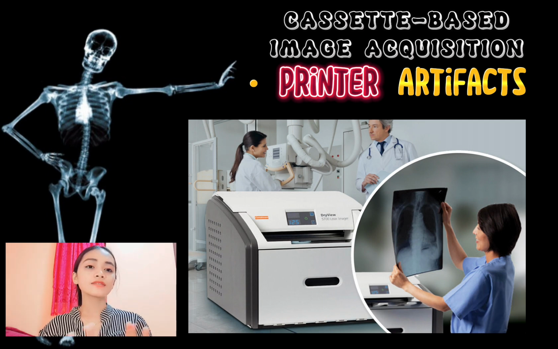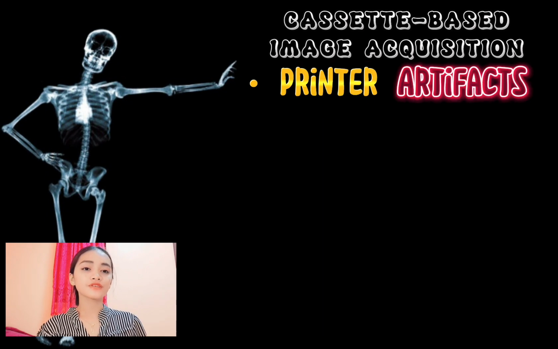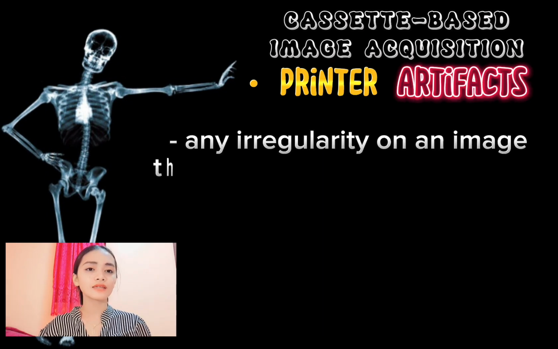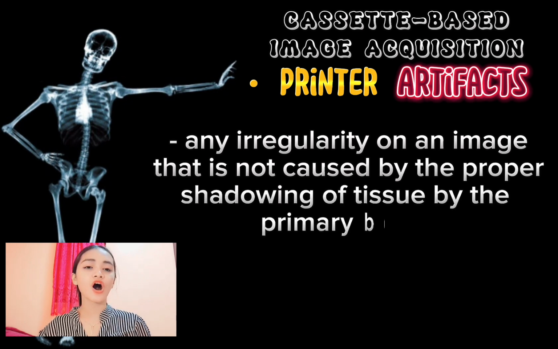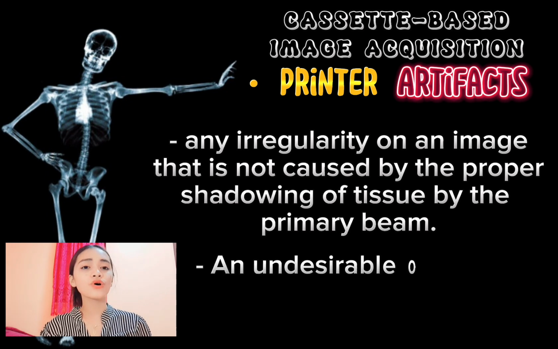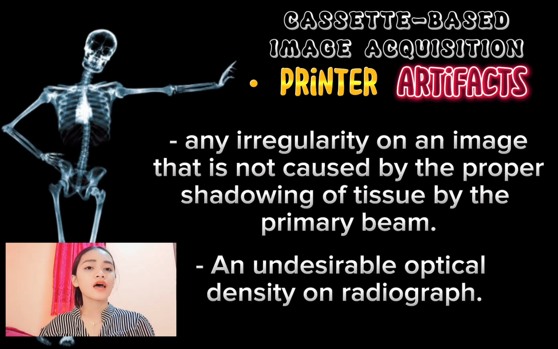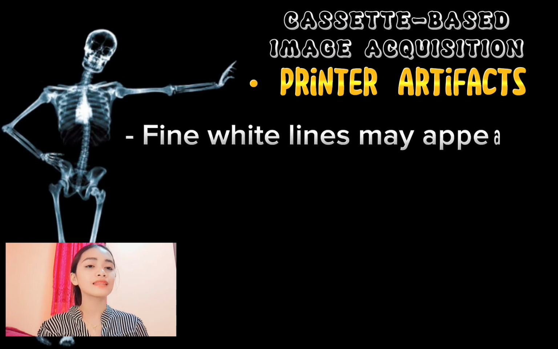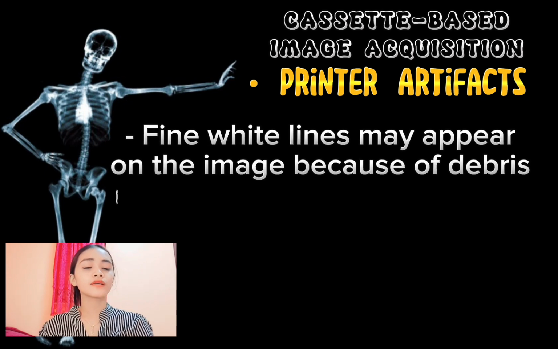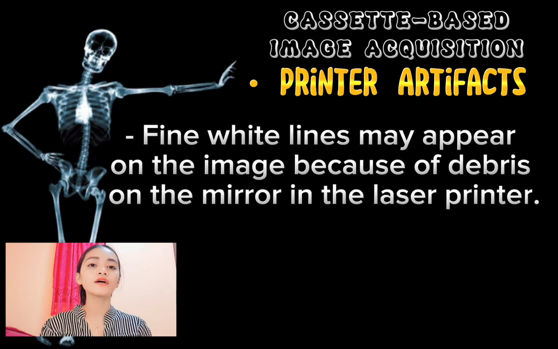So next is the artifact. The artifact is referring to any irregularity of an image that is not caused by the proper shadowing of tissue by the primary beam. And also, it is an undesirable optical density on a radiograph. So, printer artifacts refers to fine white lines that may appear on the image because of debris on the mirror in the laser printer.